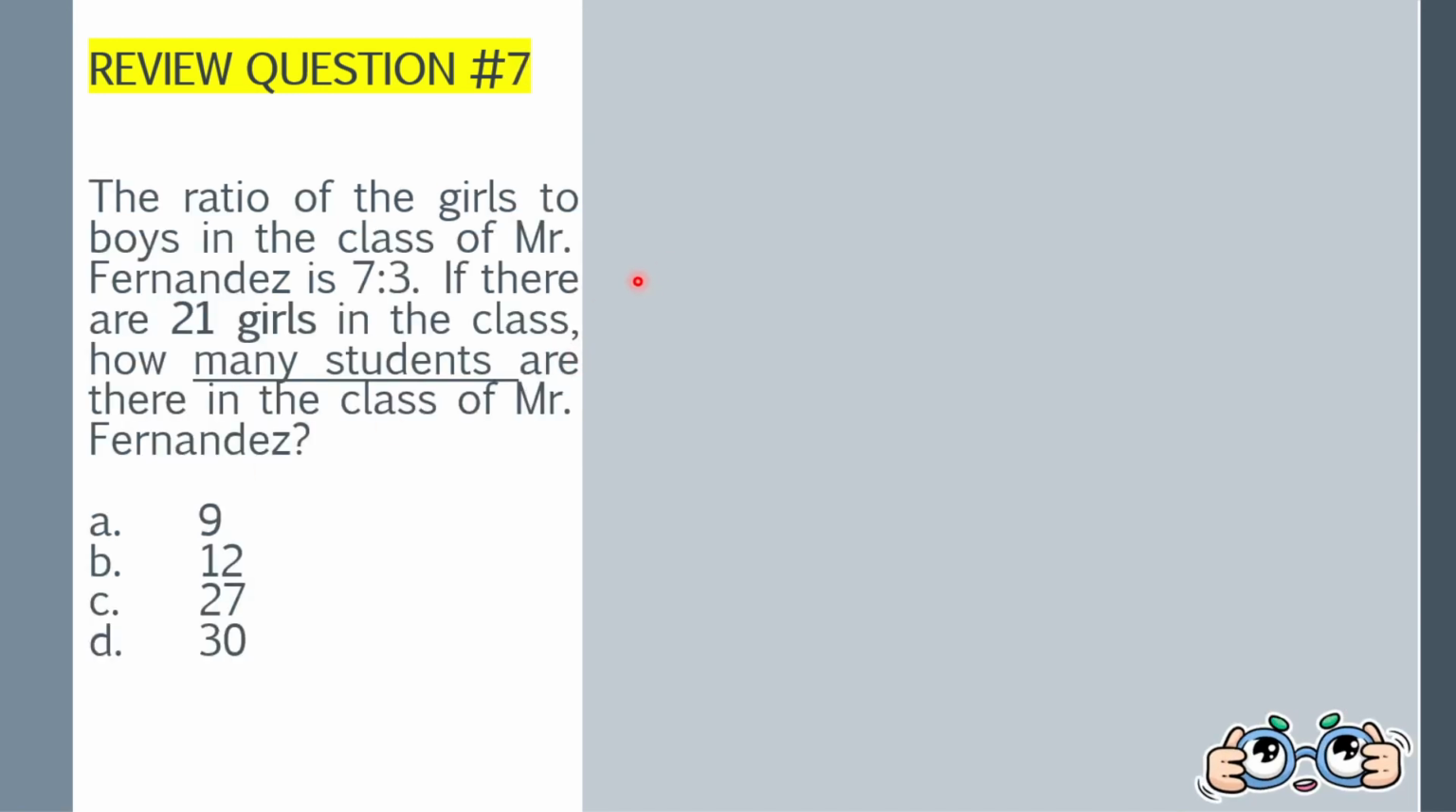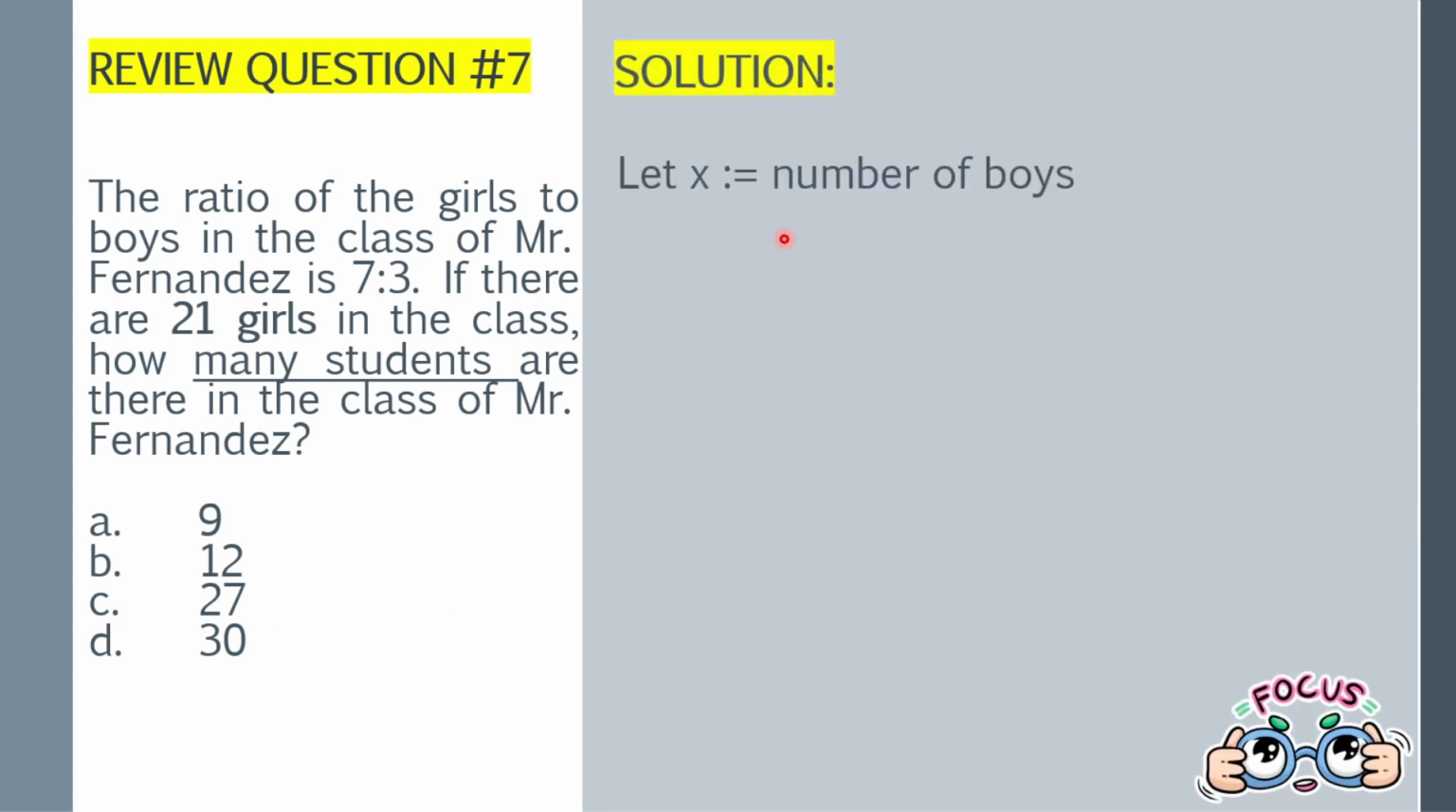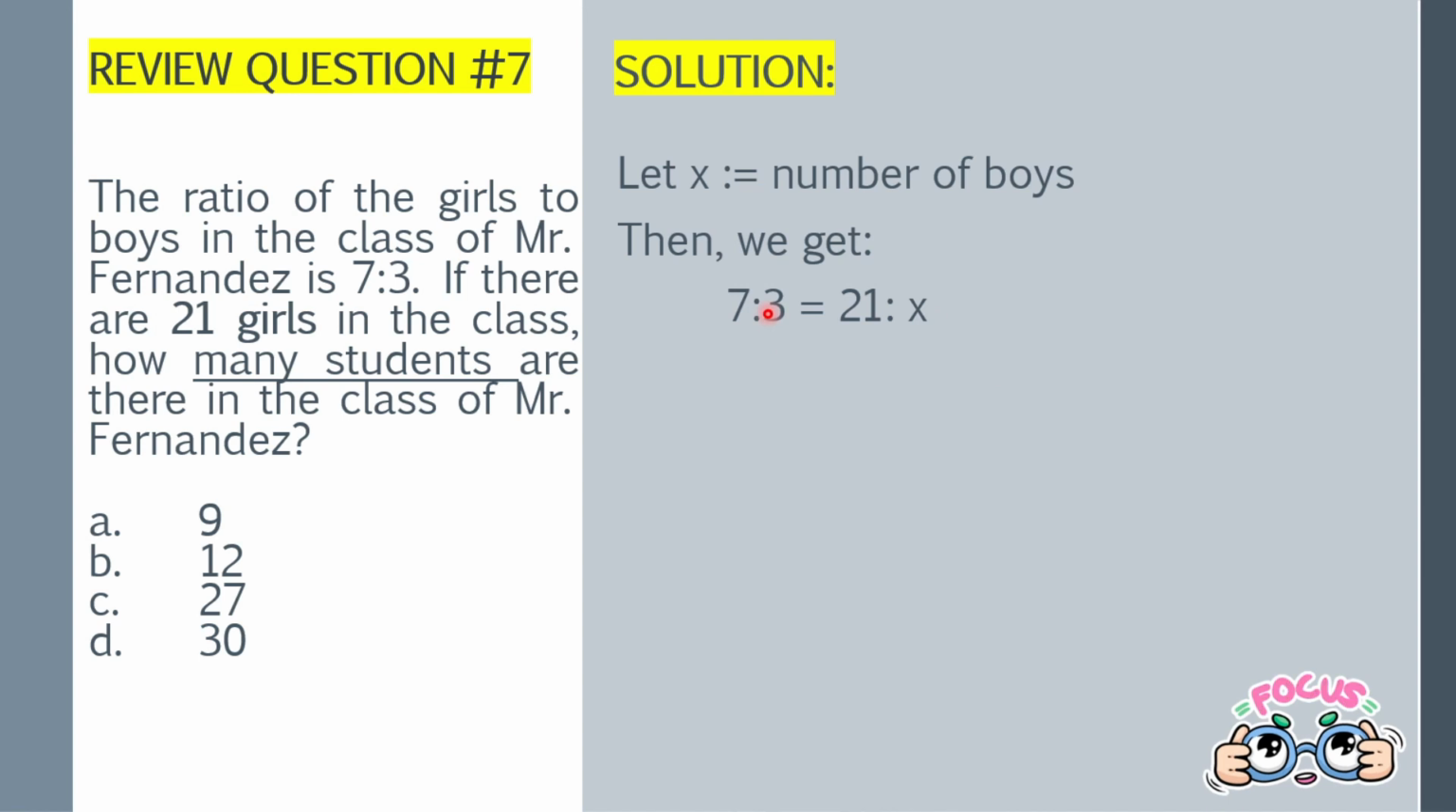Question number 7. The ratio of the girls to boys in the class of Mr. Fernandez is 7:3. There are 21 girls in the class. How many students are there in the class of Mr. Fernandez? So is it A, 9, B, 12, C, 27, or D, 30? Solution. So let X be equal to the number of boys. Then we get the following proportion.